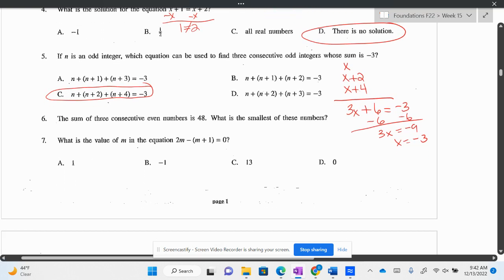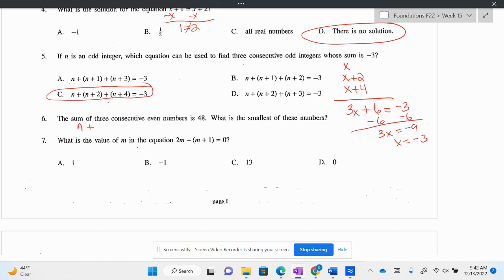The sum of 3 consecutive even integers is set up the exact same way. If I let n equal my first, n plus 2 is my second, and n plus 4 is my third. Remember that with even numbers, 2, 4, 6, and so on, the difference between them is 2. That's why we're adding 2 each time, okay? Just like with odd numbers, 1, 3, 5, the difference between these is 2. That's why we add 2.